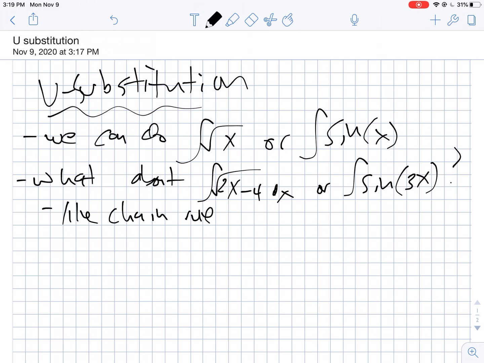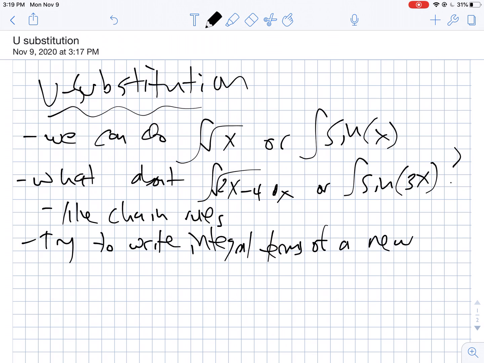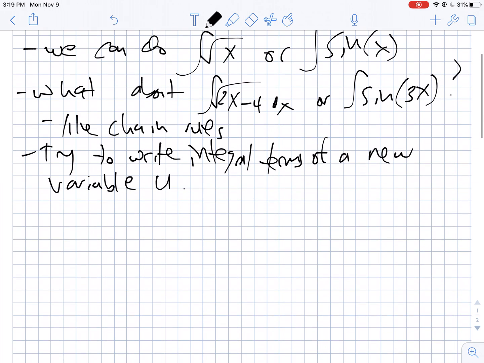So what we're going to try to do is write the integral in terms of a new variable u. And the general strategy here is to take a complicated variable in terms of x and turn it into a slightly easier integral in terms of the other one, u. Okay, so let's go ahead and look at several examples, and I think this is a strategy that can best be served by looking at those.